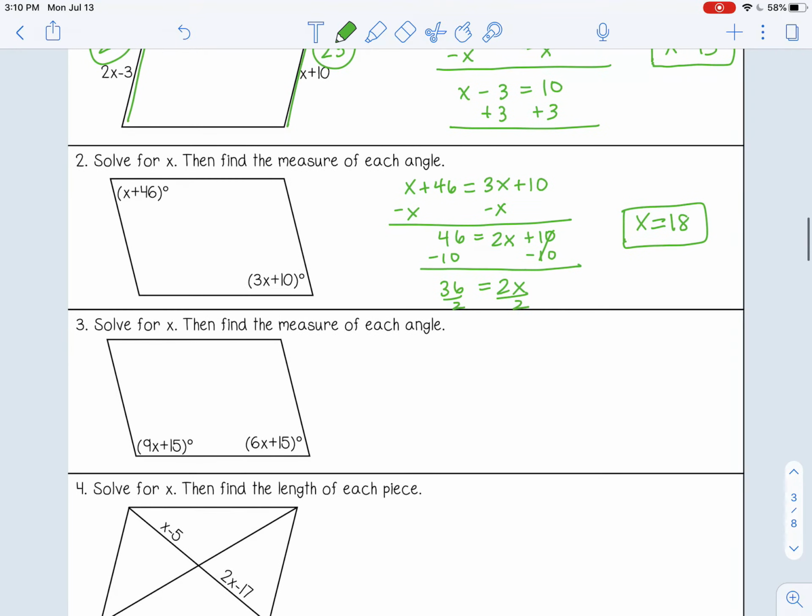All right, let's substitute those in so we can find the actual degree measures. So 18 plus 46, that would give me 64 degrees. And I know this one has to be the same because they're opposite.